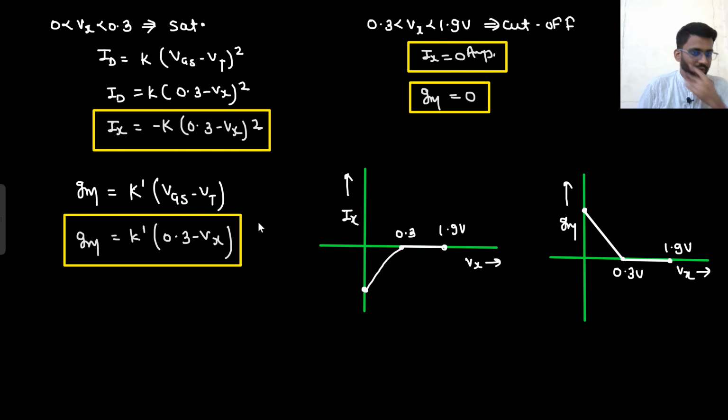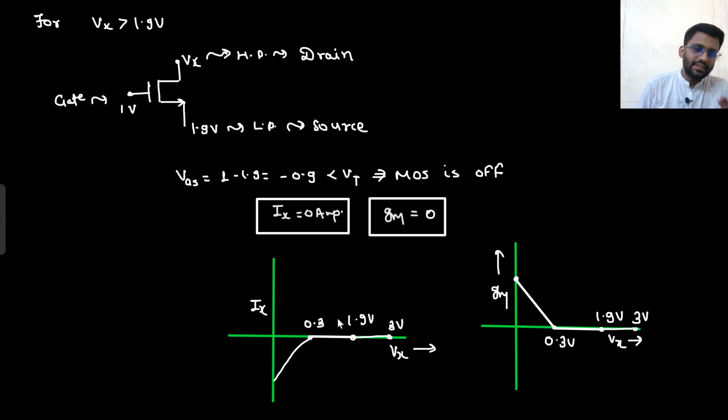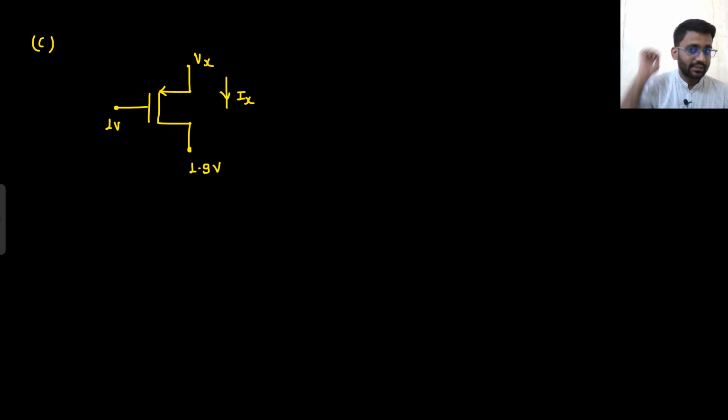Then the GM formula I know, that is K, some constant into VGS minus VT. VGS minus VT I know, the constant value I don't need to bother about. So that would be 0.3 minus Vx. But I got to know that after Vx is greater than 0.3 volt, the device will be in cutoff. The current will be 0. If the current is 0, then GM will certainly be equal to 0. This we analyzed till 1.9 volt. After 1.9 volt, my VGS is minus 0.9, that is less than VT. So my Ix and GM both will be 0. That's it. So this is the second question. Well and good. Let's move towards the third question.